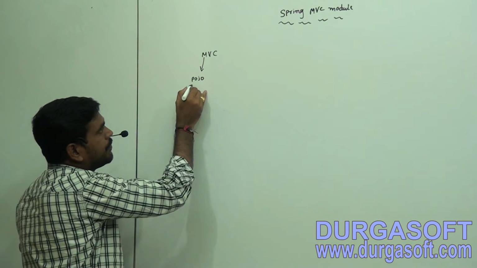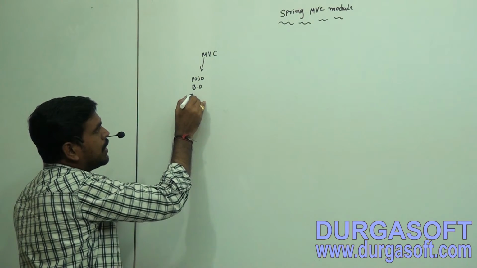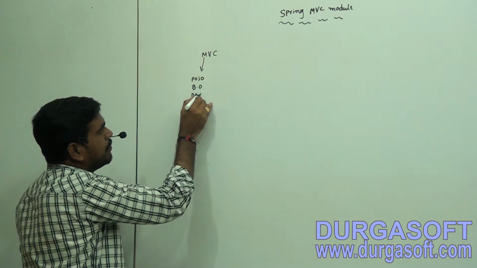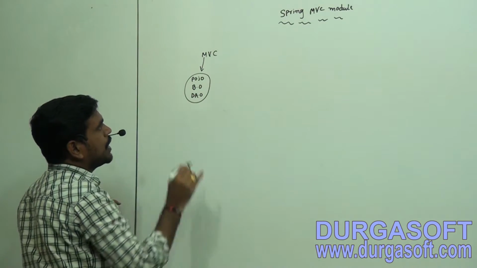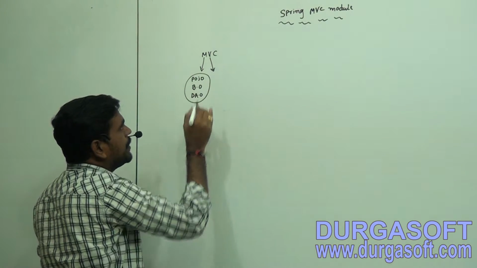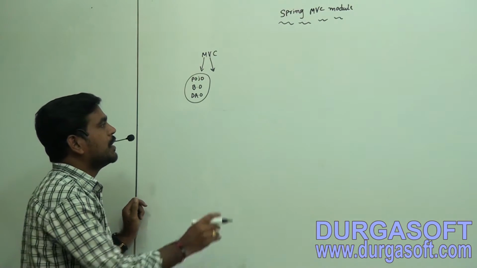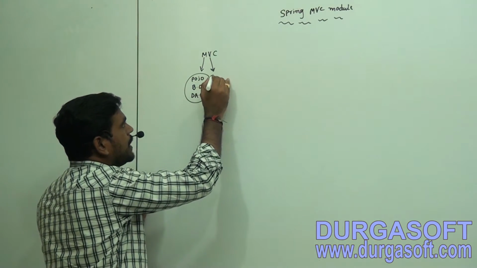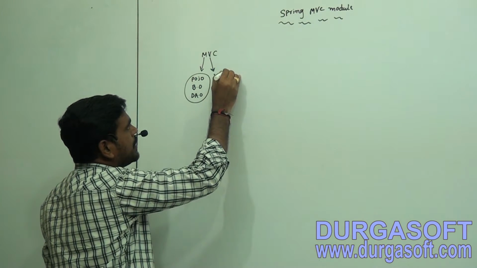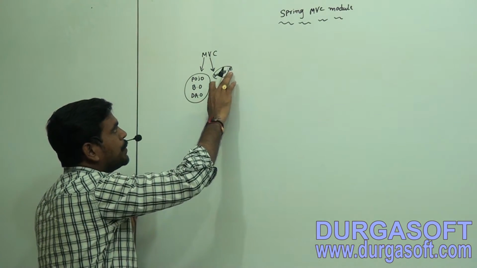The next, a business object comes under model. The next, a DAO class comes under model. All are model components, right? The next, view means presentation logic. That means here success.jsp comes under the view part.